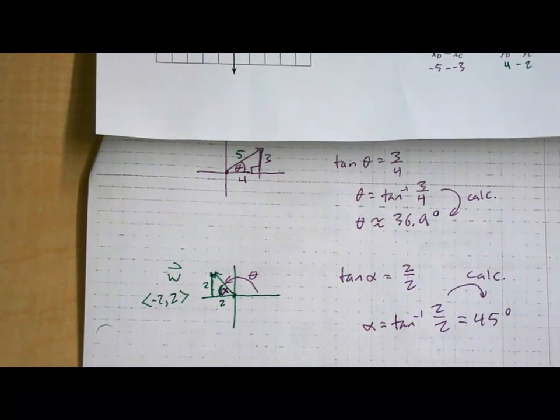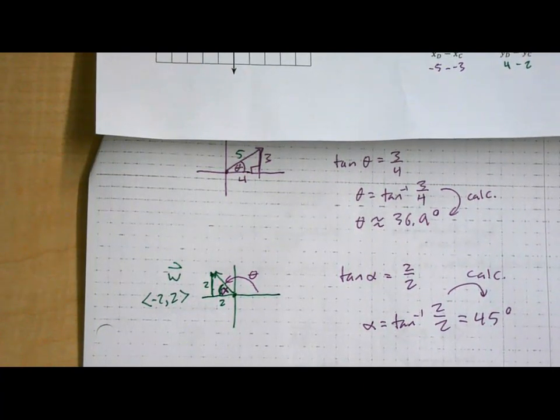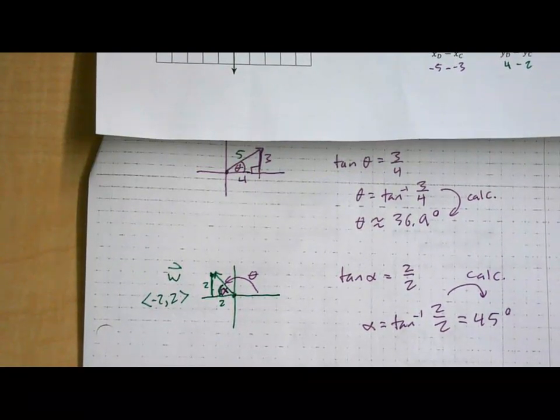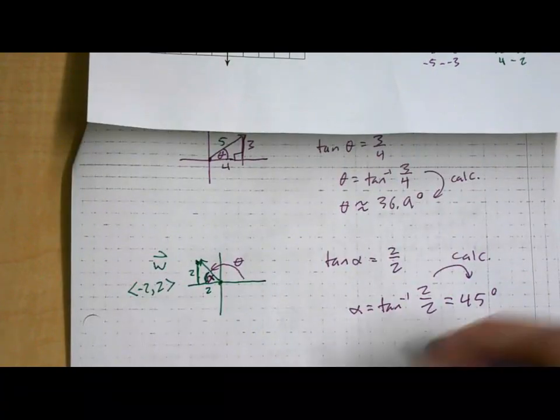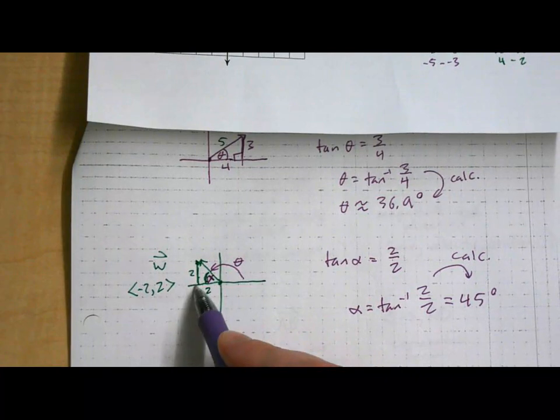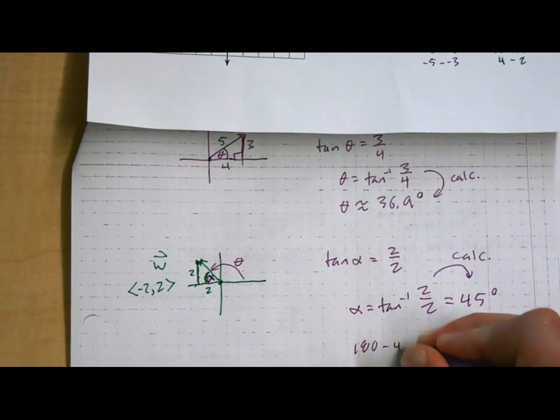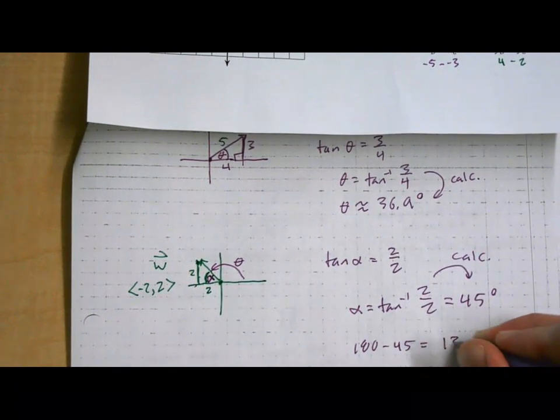But remember, that's not theta. That's like a reference angle, but we know how to take a reference angle and find the actual angle. It's a matter of subtracting from 180 or subtracting 180 or subtracting from 360, it just depends on where it is. So in this case, we would do 180 minus alpha, that would get us theta. So 180 minus 45 gets us 135.